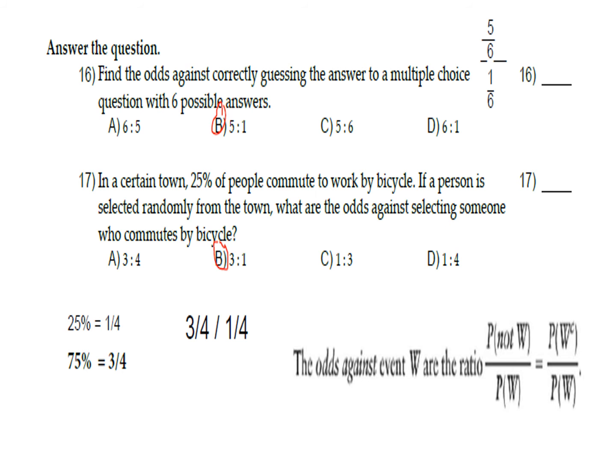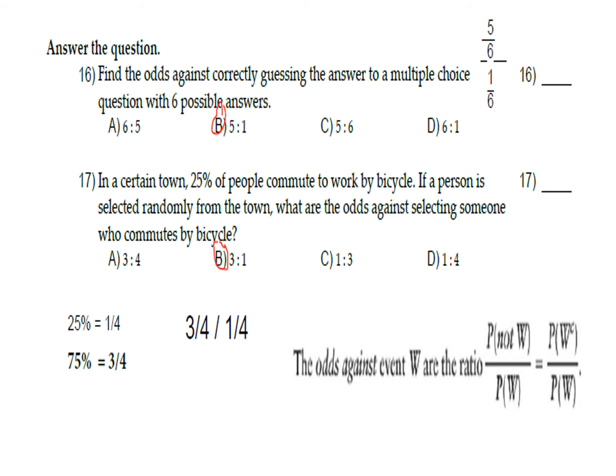Here are a couple of examples. You have 5 choices, multiple choice, probability of getting it right, 1 chance in 5. The numerator, probability you don't get it right. There's 4 wrong answers, 4 chances in 5. The 5's cancel out, giving you an answer of 4 to 1.